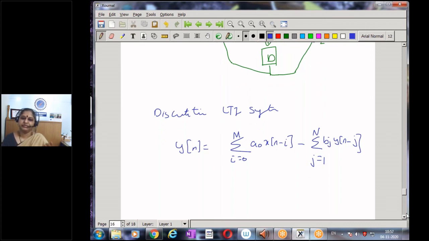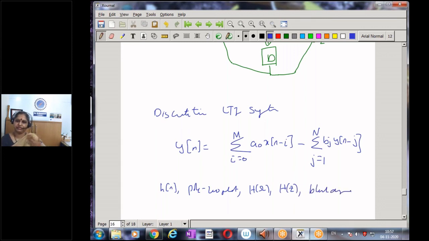And from this difference equation, we can get other methods of representation, that is the impulse response h[n], the pole zero plot, the frequency response H(omega), the z transform, the system transfer function H(z), or the block diagram representation. And we can convert from one form to the other. All are interchangeable, all are representing the same LTI system.